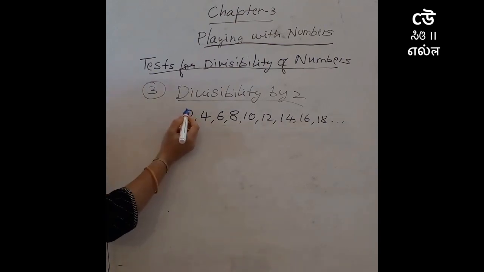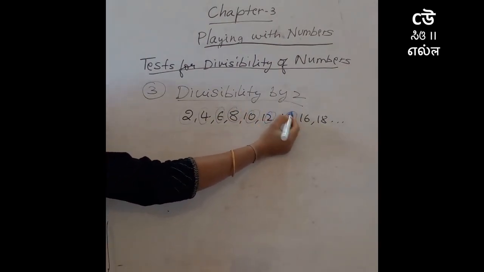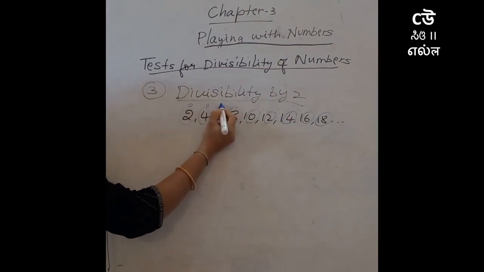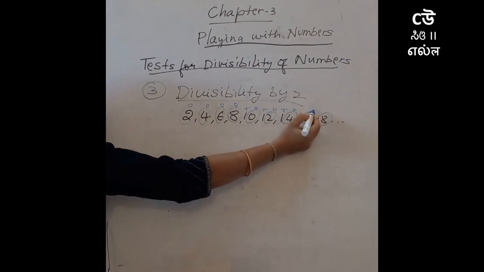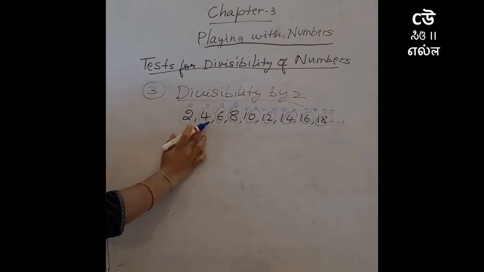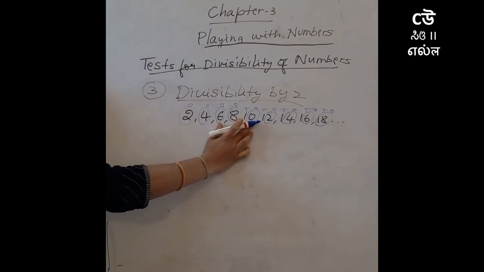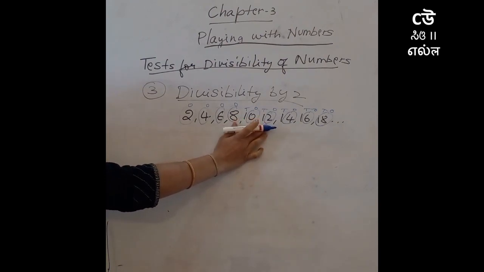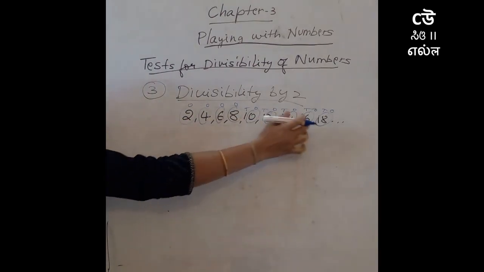You can observe the ones place. Here you have one digit, so it has only ones place. Here you have 2 digits, so you have ones and tens place. So here you have 2 in ones place. Next you have 4, next 6, 8. Next in number 10, you have 0 in ones place and 1 in tens place. Next, in ones place, you have 2 again, 4, 6, 8. So the pattern is repeating as 0, 2, 4, 6, 8.